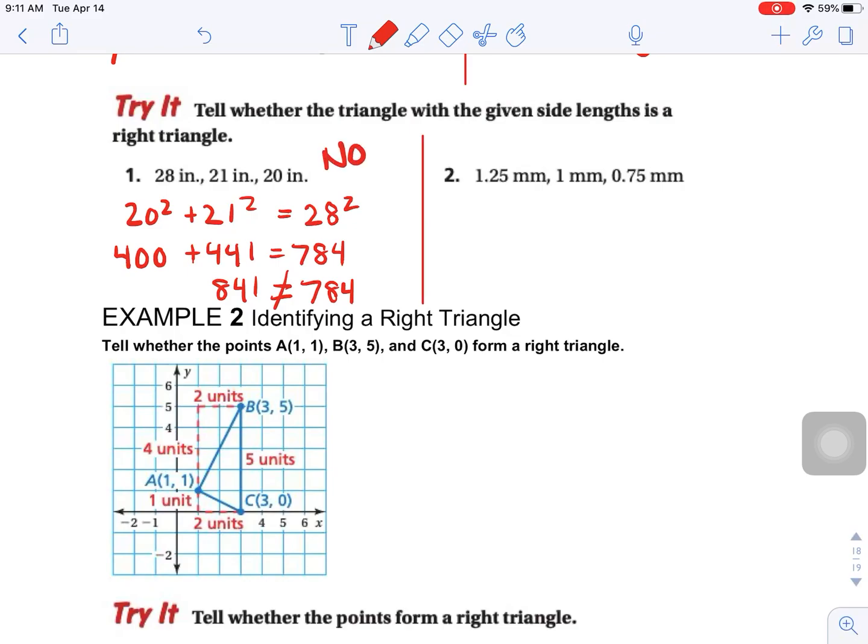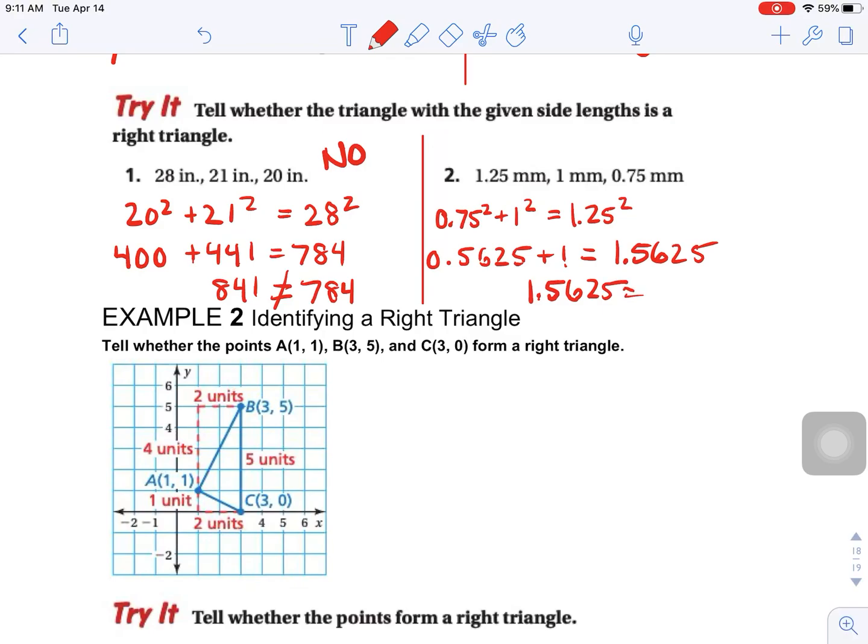All right, same idea for number two, right? If we plug those in, my two smaller sides are 0.75 and 1. My longer side is 1.25. So this one, since these two sides are equal, this is a right triangle.